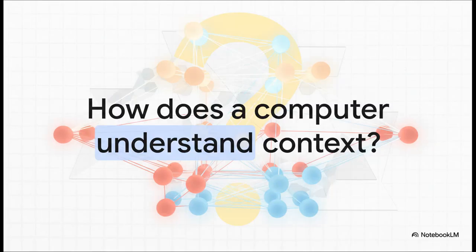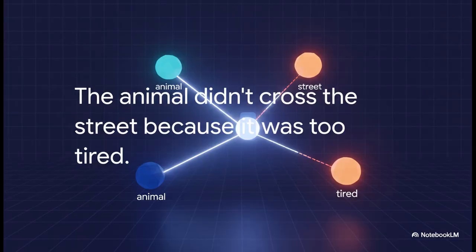For us, understanding language is just second nature. But for a computer, it is a massive, massive challenge. Let's take a look at a really simple sentence that kind of shows you just how tricky this whole thing can be. So when you read this, what does it refer to? Well, the animal, right? Obviously. A street can't be tired.